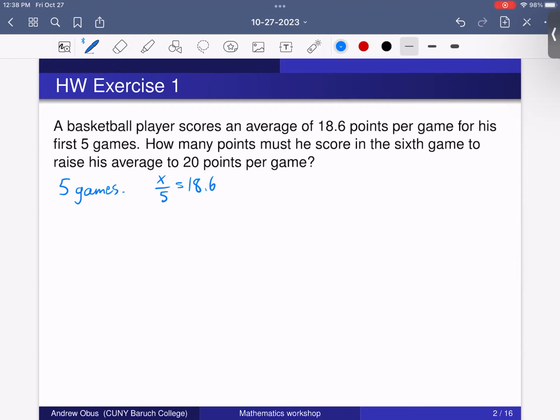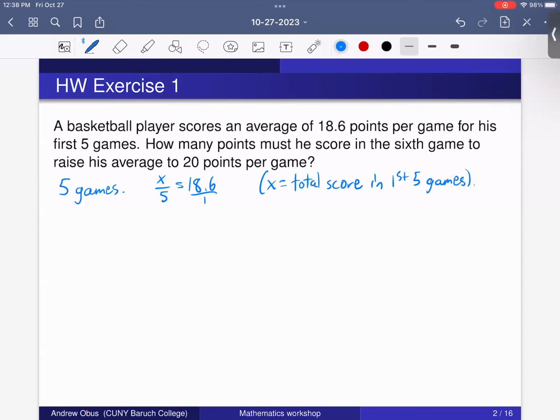Right. So if x over 5 equals 18.6, first of all, what does x mean? What is x here? What does it represent? Unknown. So they say a basketball player scores an average, so it represents the total scores. Right. Okay, good. So total score in the first 5 games, right? Yes. Okay, great.